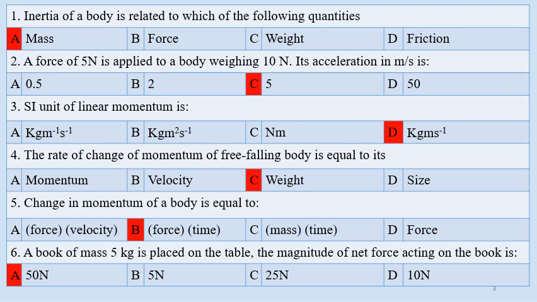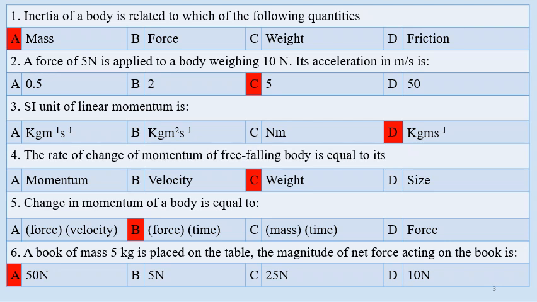Okay, the system international unit of linear momentum is kilogram meter per second. As per the formula of linear momentum, P is equal to mv, mass and velocity. मास का यूनिट क्या होता है? किलोग्राम, और वेलोसिटी का होता है मीटर पर सेकेंड. So the correct system international unit of linear momentum is kilogram meter per second.